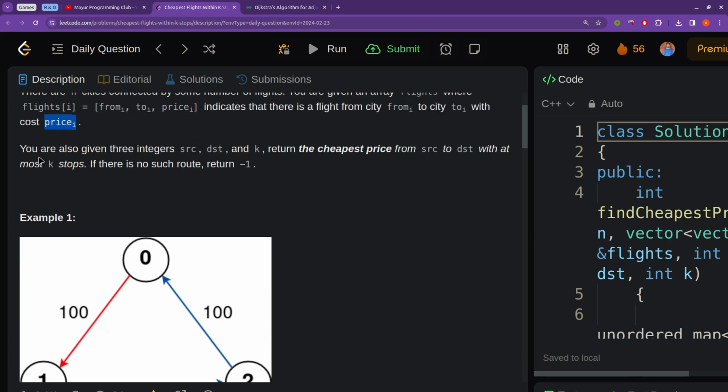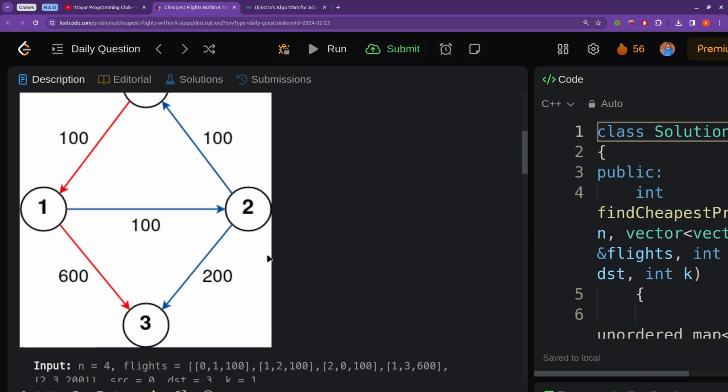Okay, so you are also given three integers: source, destination, and k. You have to return the cheapest flight from given source to destination with at most k stops. Okay, so the number of stops can be less than k, but it should not be greater than k. So if there is no such route that with at most k stops you can reach from source to destination, then you should return -1.